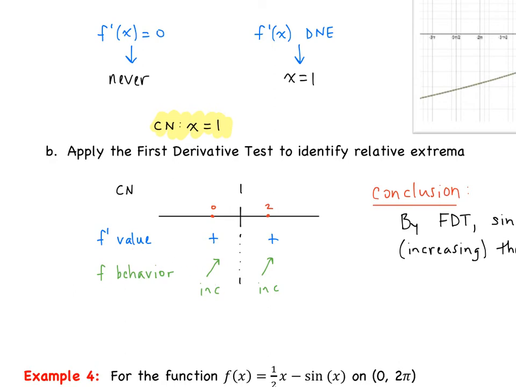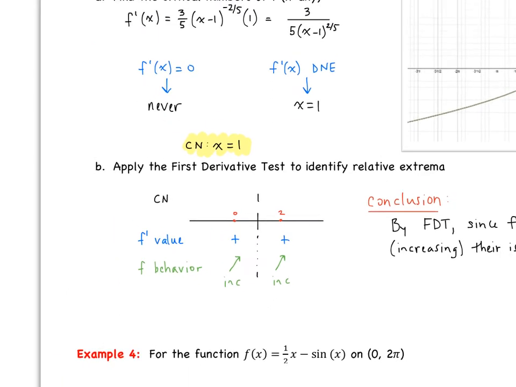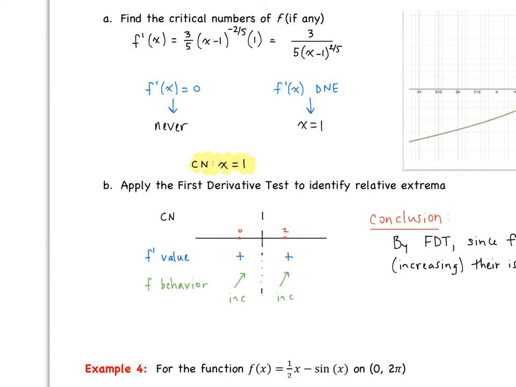I find my f prime value by plugging into our function up above. So I chose when x equals 0, plugged in 0 for x into f prime, and I got a positive value. So since f prime is positive, I can then make the conclusion that f is increasing. Now I choose when x equals 2, so I plug that into f prime, and I get another positive value. So f prime is positive here, which means f is still increasing.